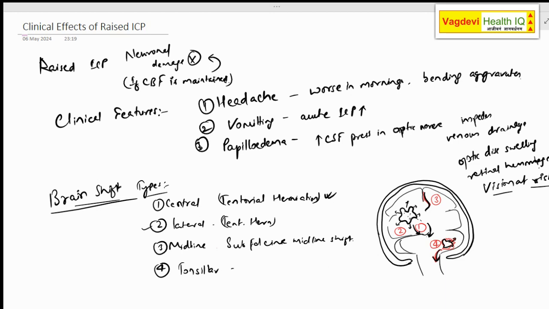So it will cause what? It will cause neck stiffness because it is in the lower brain, right? Neck stiffness and head tilt. So brain stem pressure will usually result in what?